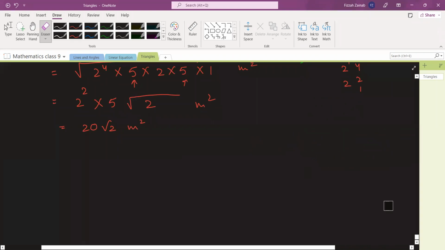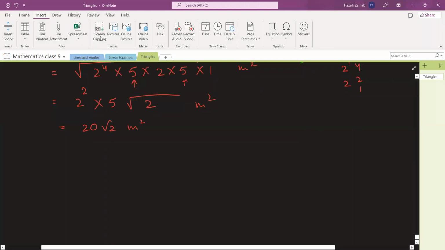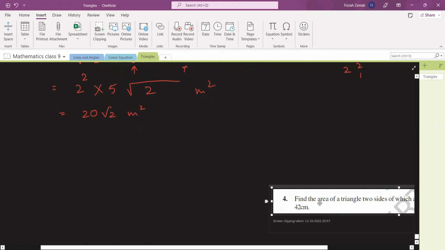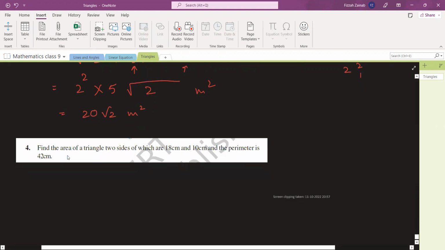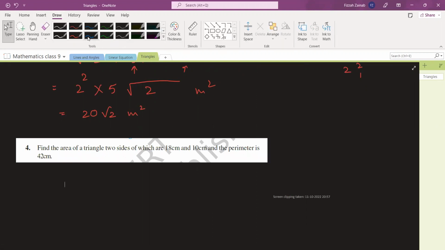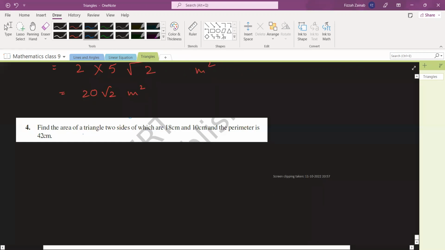Anyway, next question now. See, units are very important when you go to the higher classes, especially class 11th and 12th. There's a special chapter only on units. So that is why I ask you to always pay attention to units. Anyway, find the area of a triangle, two sides of which are this, and the perimeter is this. So what will you do now?